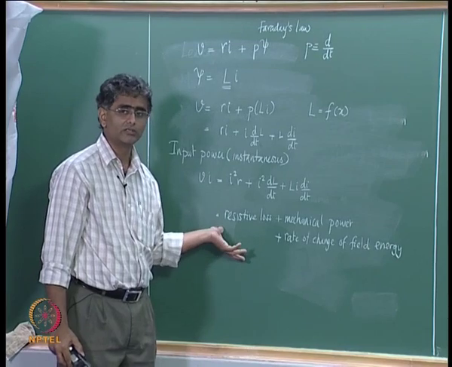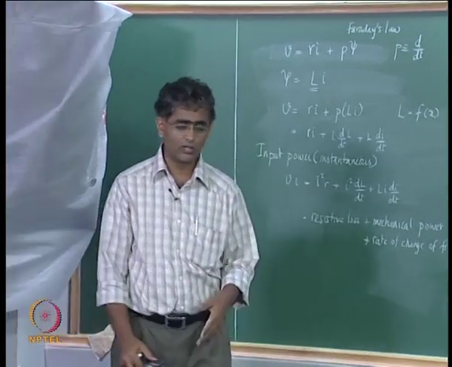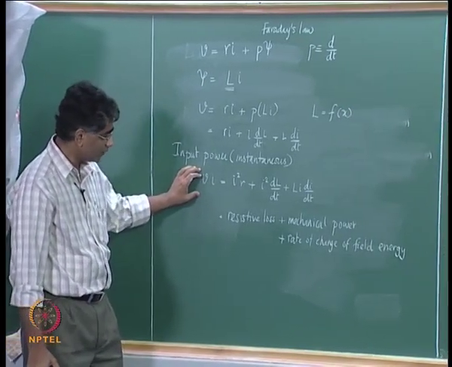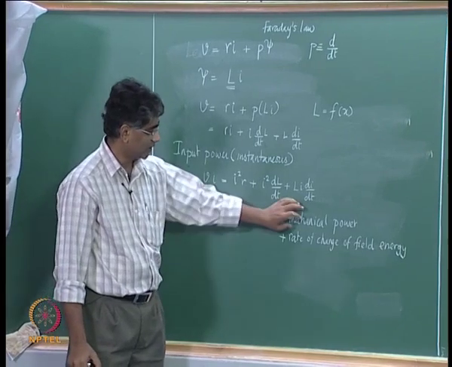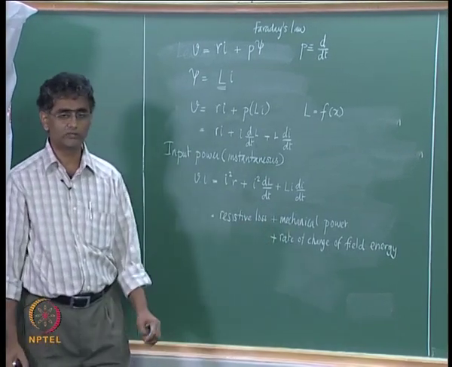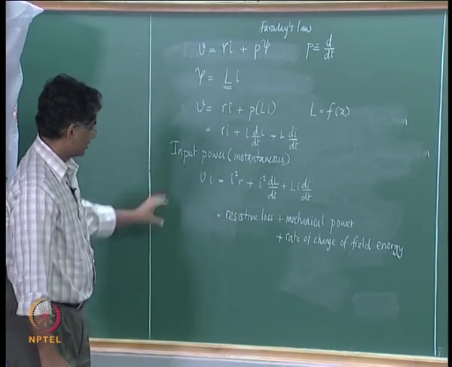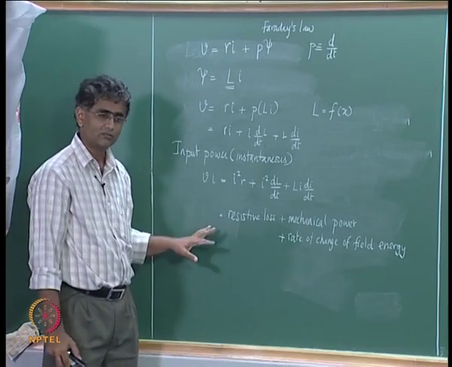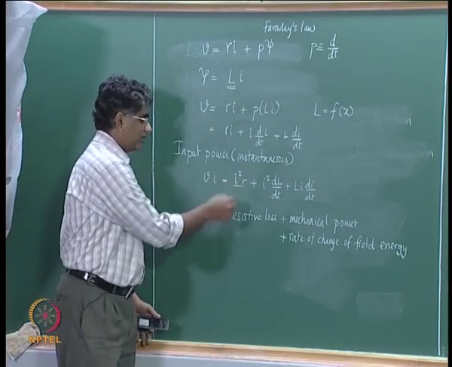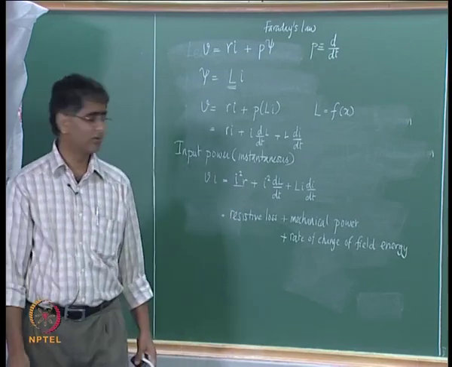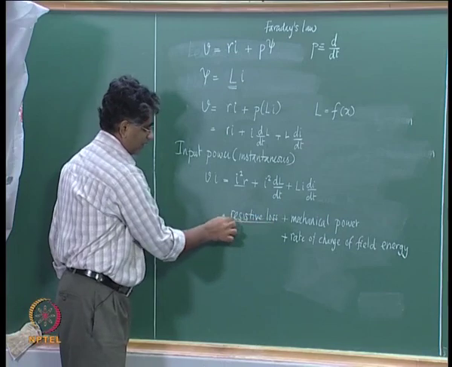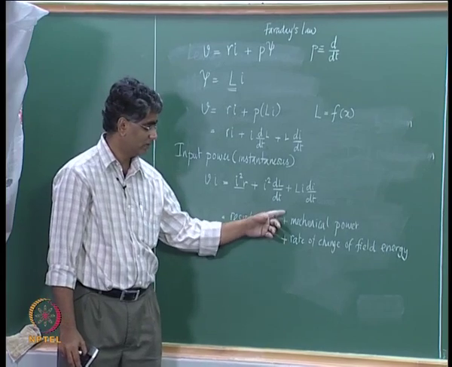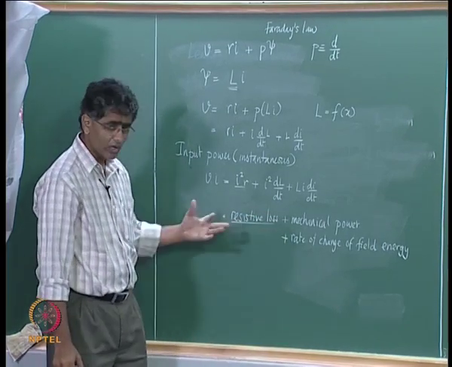hysteresis and eddy current losses, let us neglect iron losses on the whole, and therefore input V into I will have to be consumed as resistive loss, mechanical power and rate of change of field energy. In this expression it is easy to identify what is resistive loss. It is very obvious that I squared into R is the resistive loss, therefore this part has been identified, but we do not know what these two are yet, right. So we need to find out what this is. How to find out?